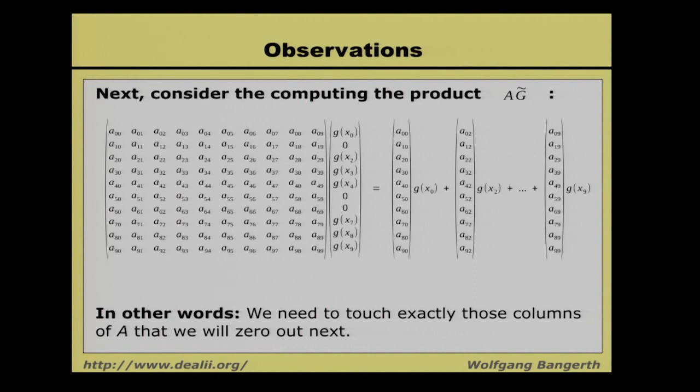You also remember that the columns that I've isolated here, so column 0, column 2, column 9, for example, these are all exactly those columns that I will zero out in this matrix in the next step. So it's not just any set of columns, but it's exactly those columns that I want to zero out.